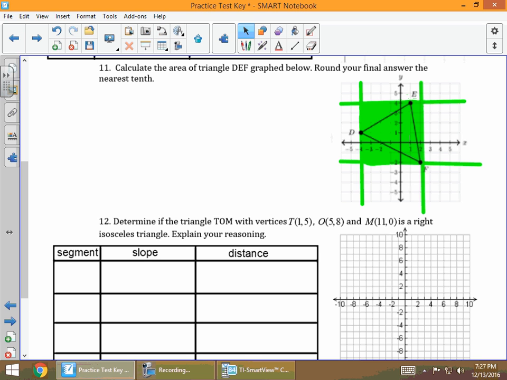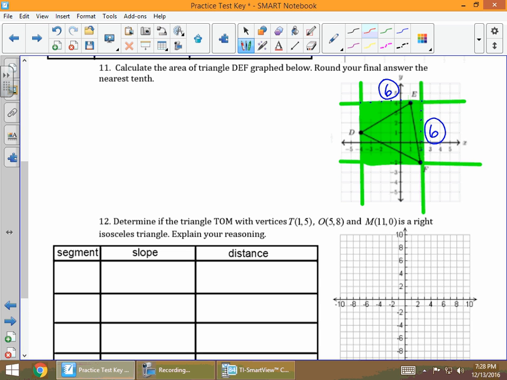So I'm going to figure out how wide this rectangle is. If I count across the top, 1, 2, 3, 4, 5, 6, this is 6 units across the top. As I count down, 1, 2, 3, 4, 5, 6 units down. This is actually not even a rectangle. We know that this is a square. This is a 6 by 6 square.